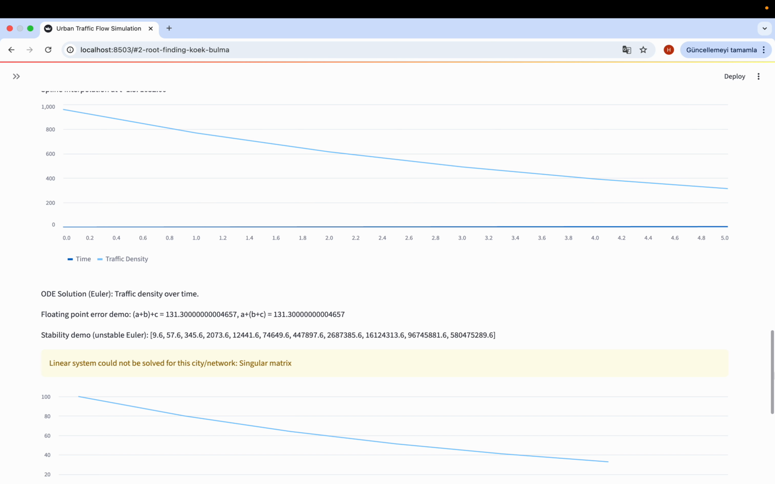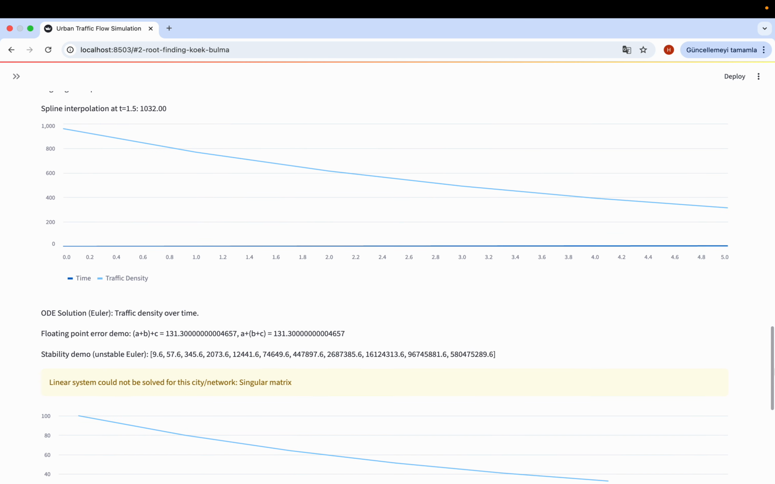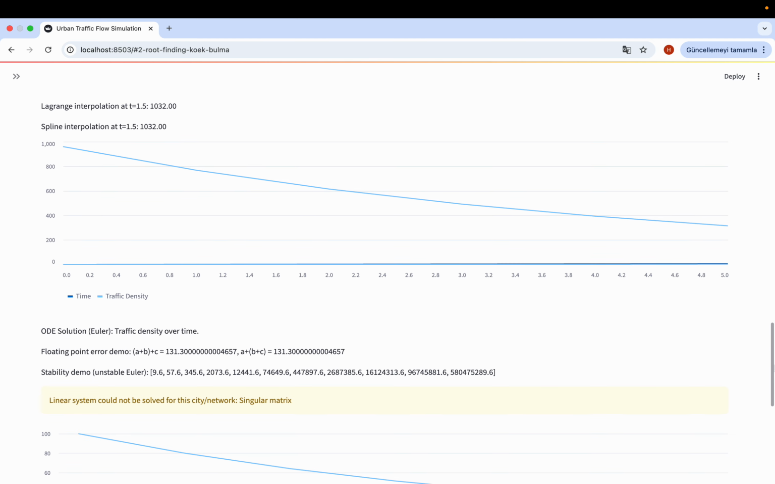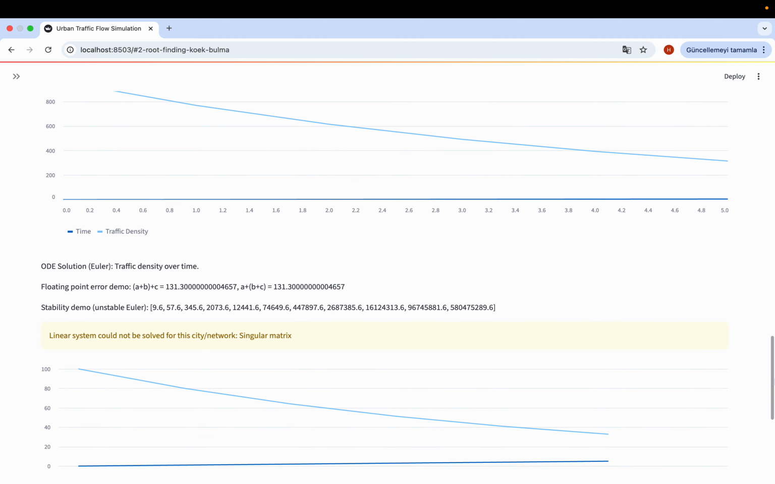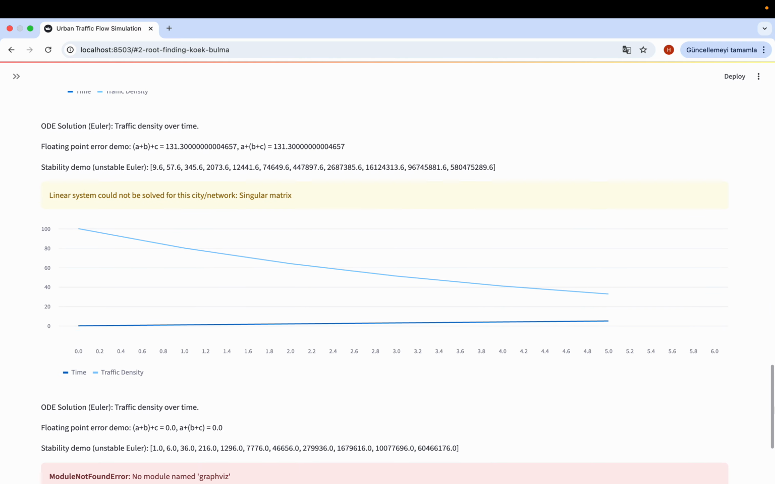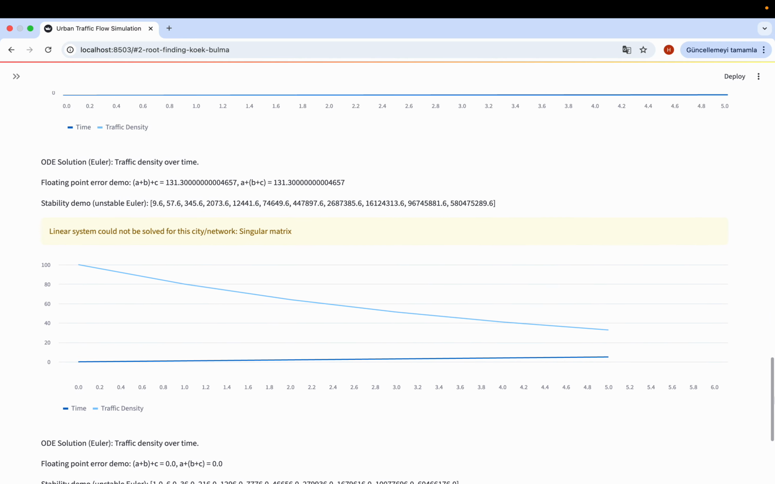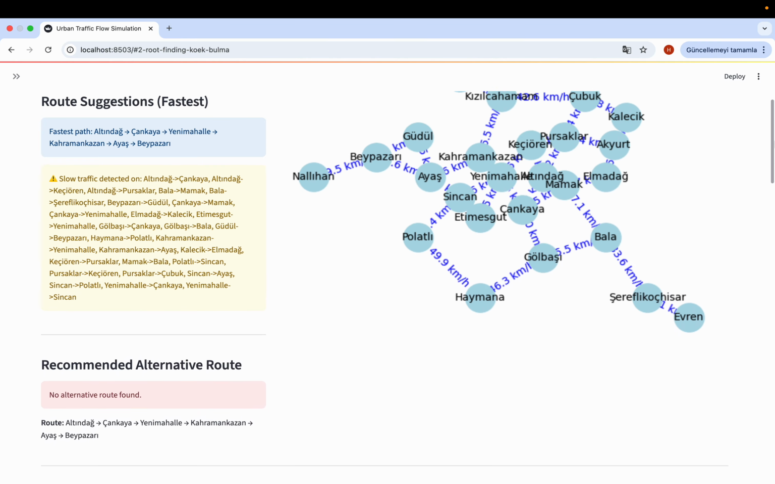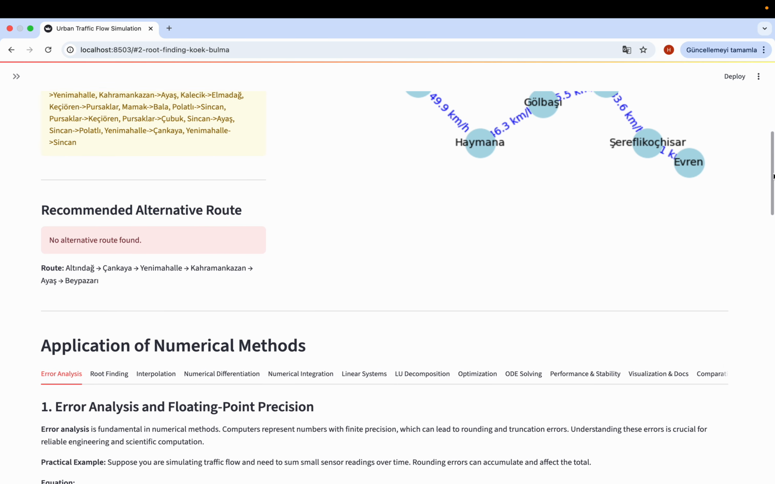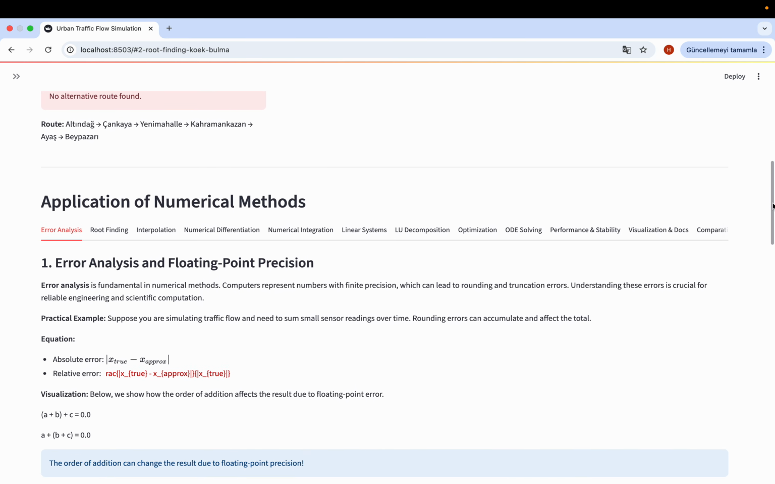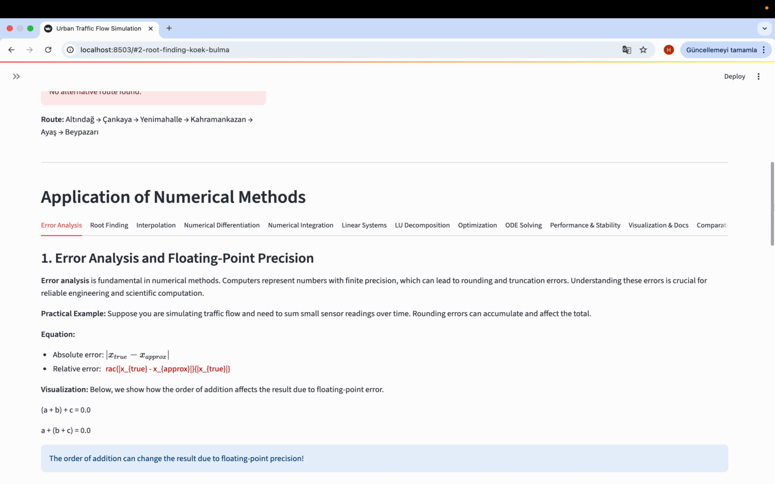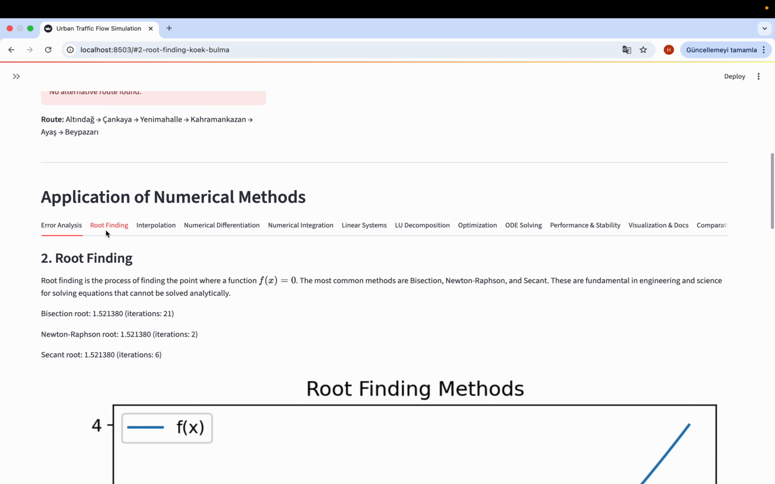A small error in the h weight may cause the routing algorithm to choose longer or incorrect paths, leading to inefficient navigation. Yes, let's continue with root finding techniques.